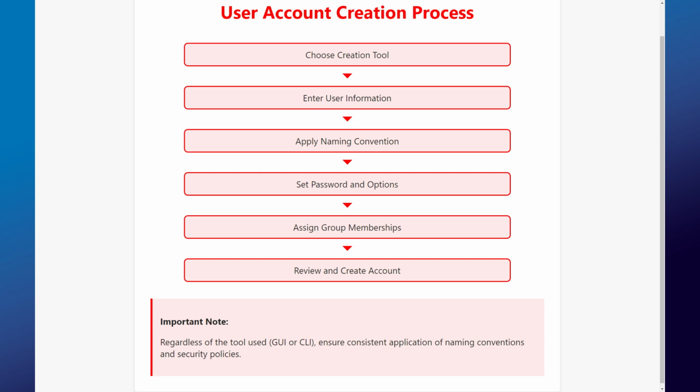Assign group memberships. Users are added to appropriate security and distribution groups. This determines the user's access rights and permissions. It should follow the principle of least privilege, and may include department groups, project teams, or role-based access groups.